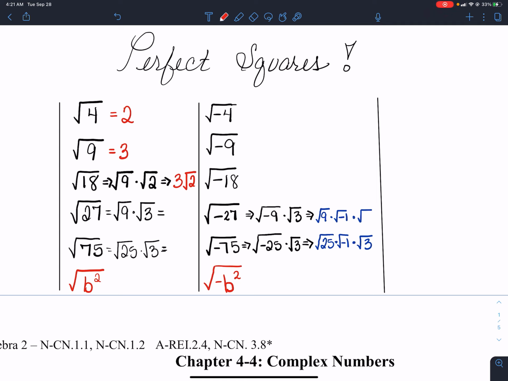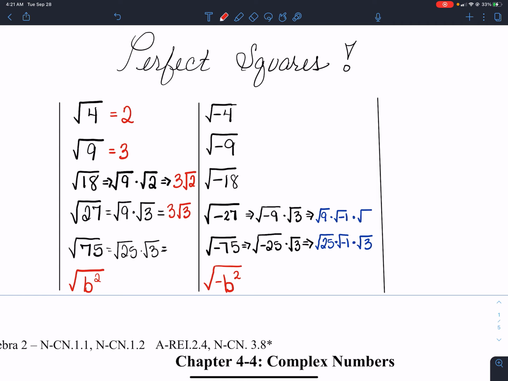Same thing for the square root of 27. 27 is not a perfect square value, so we take radical 9 times radical 3, which multiplies to 27. The square root of 9 is 3. There is no perfect square value to radical 3, so we have 3 times radical 3.